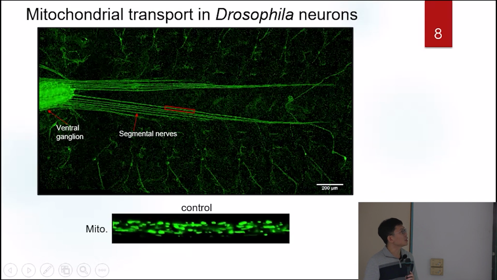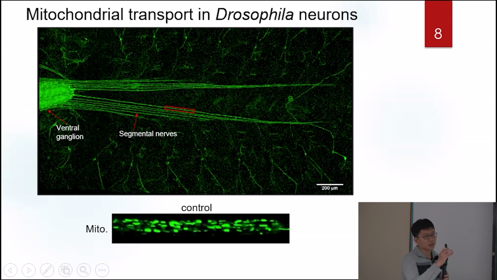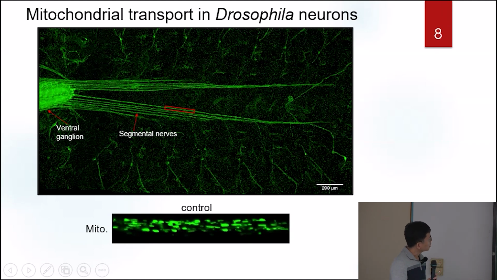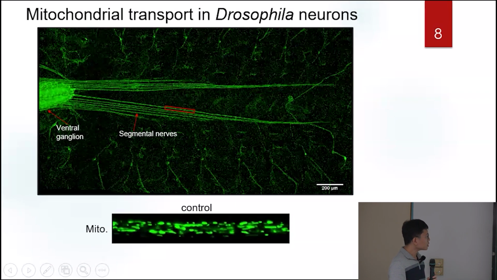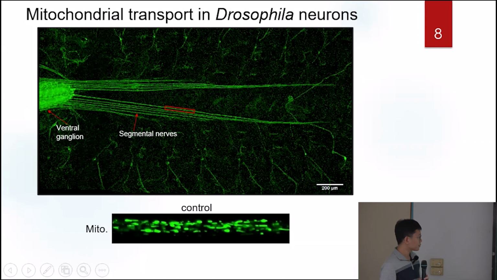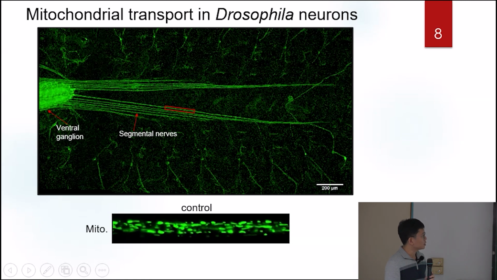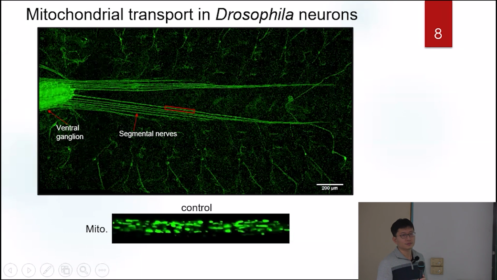This is Drosophila neurons inside a larva. We can dissect a fly larva, and here is the ventral ganglion, where the cell bodies are located, and you can see very long axons. These are segmental nerves, and they attach to different segments of the larva. The green is mitochondria tagged with GFP. In these movies, you can see some mitochondria move from the cell body to the synapse, some move back, and some are stationary.